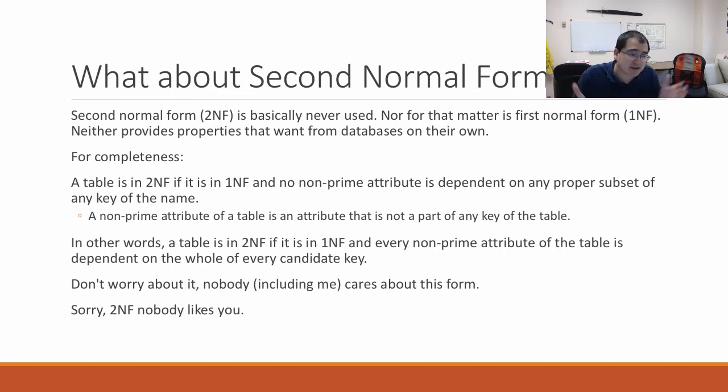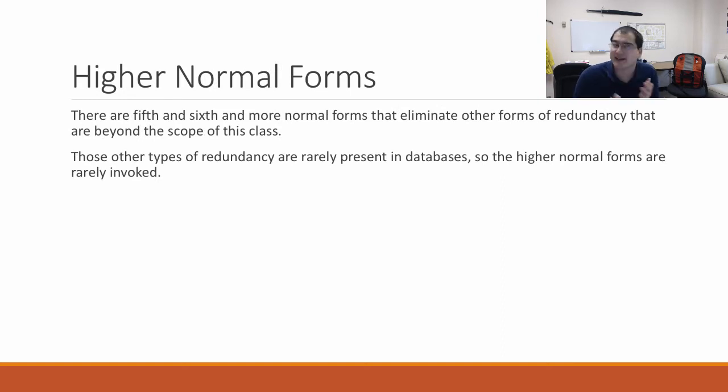I'm just sticking it here for all of those who are going, but you talked about first and third. There must be a second. There is a second. Nobody cares about it. Okay, well, if there's first, second, third, fourth normal forms, is there a fifth normal form or a sixth or 100th normal form? Yes. There are higher normal forms.